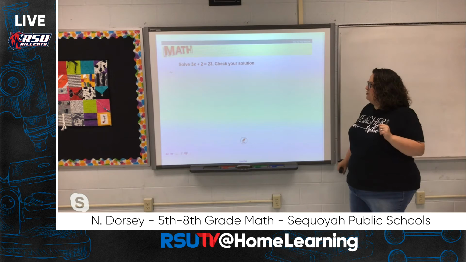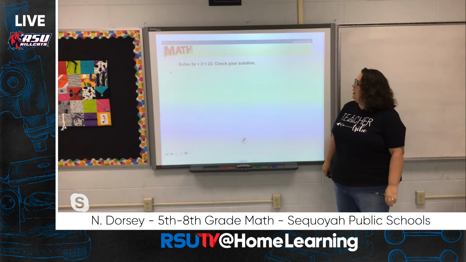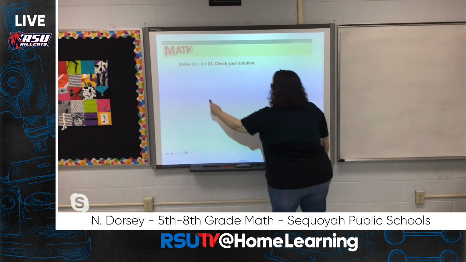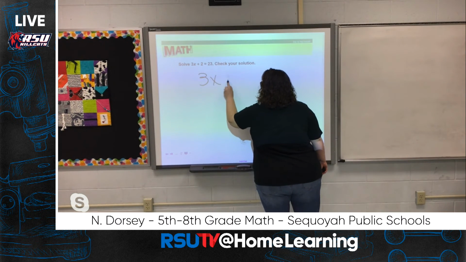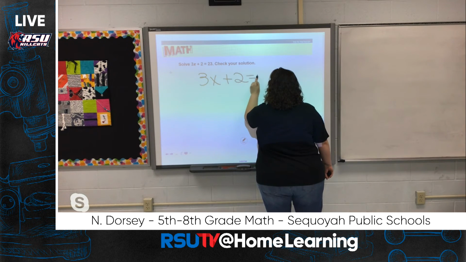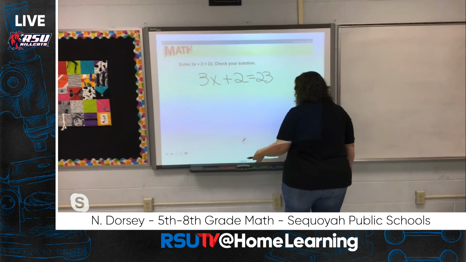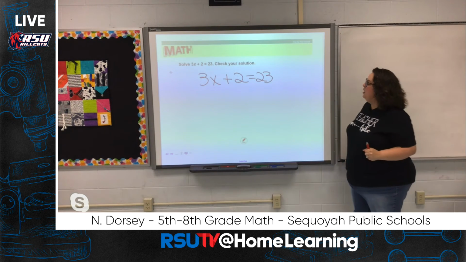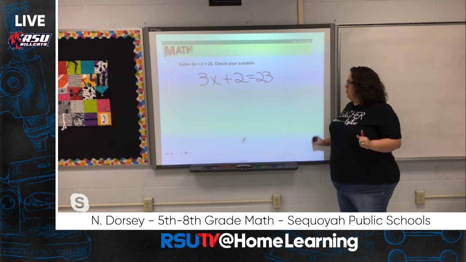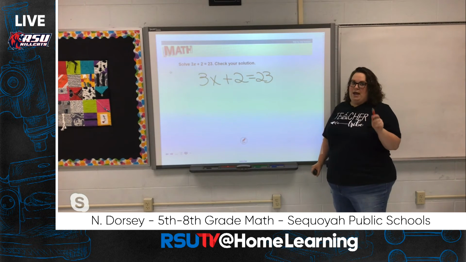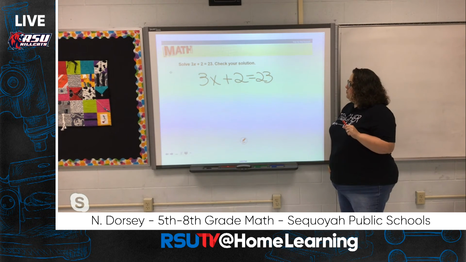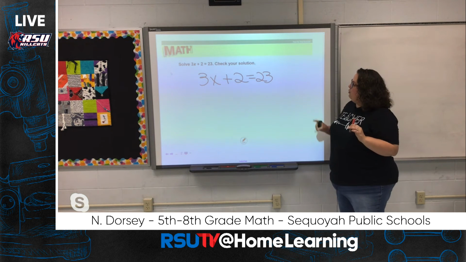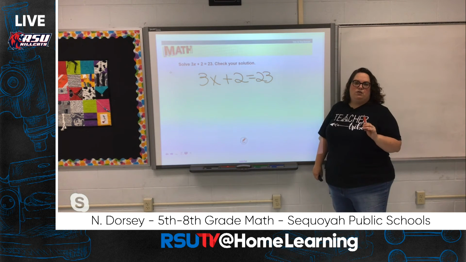Okay, here we have another two-step equation. We have 3x plus 2 equals 23. I'm going to go ahead and write it out. Was the red showing up good? Okay. So I'm going to work out this problem in red. Not because it's a negative color, but just because I like it. So 3x plus 2 equals 23.